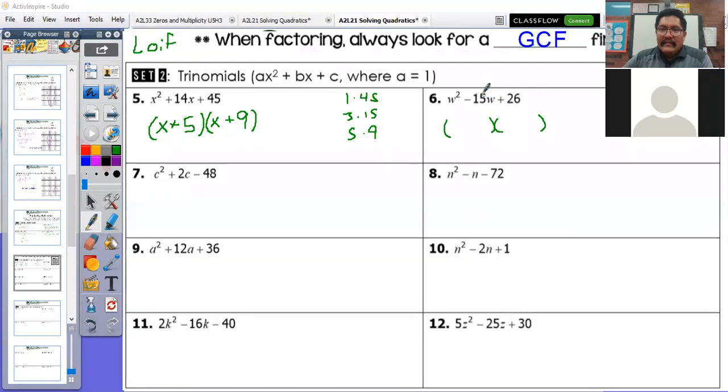But let's go ahead and do the same thing. So I'm looking at the last number. I need numbers that multiply to positive 26. So these are the two combinations of numbers that I can use to multiply to get to 26. But I also need them now, this is the OI, the middle part, and they need to combine to make negative 15.